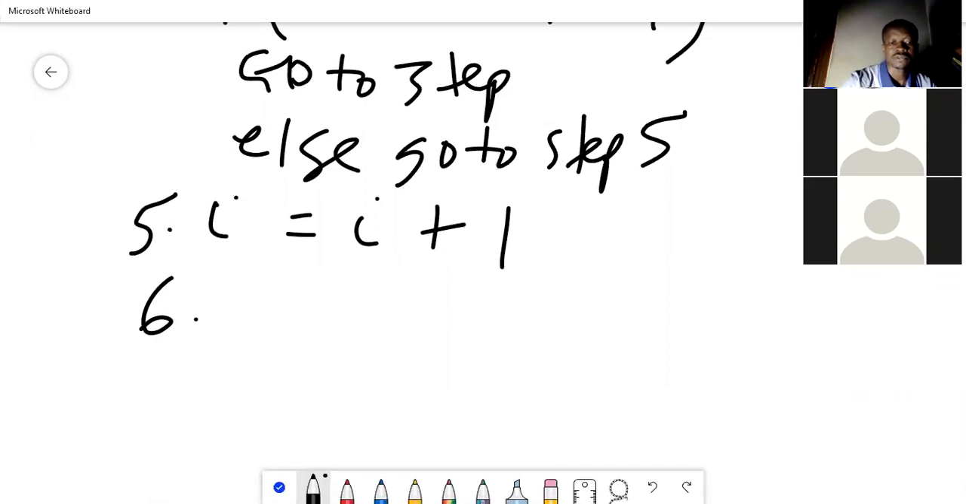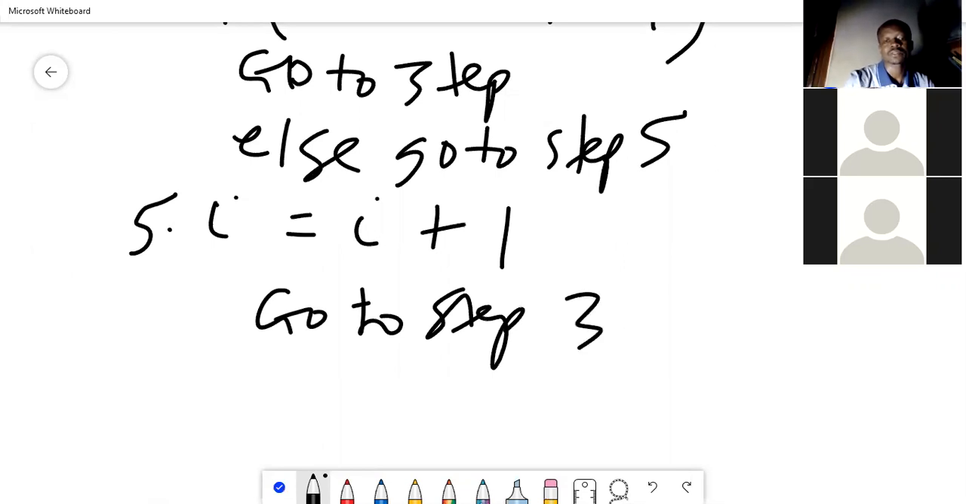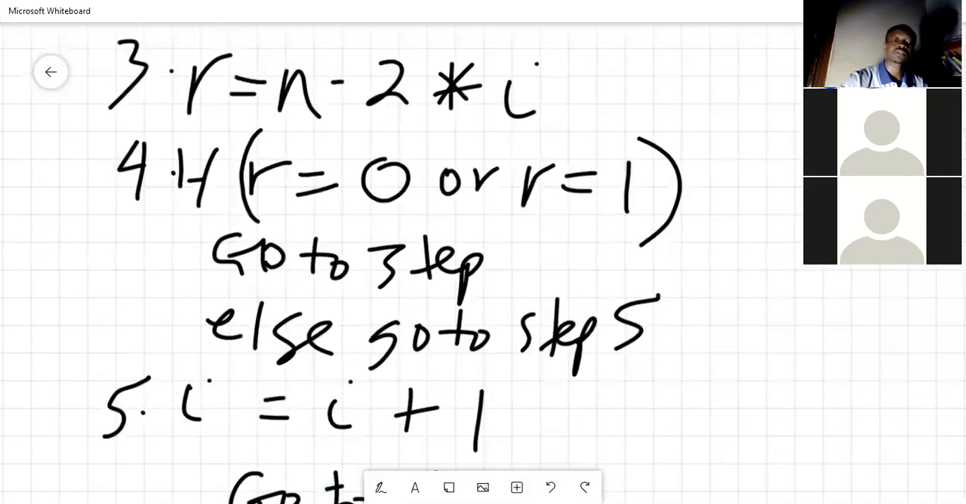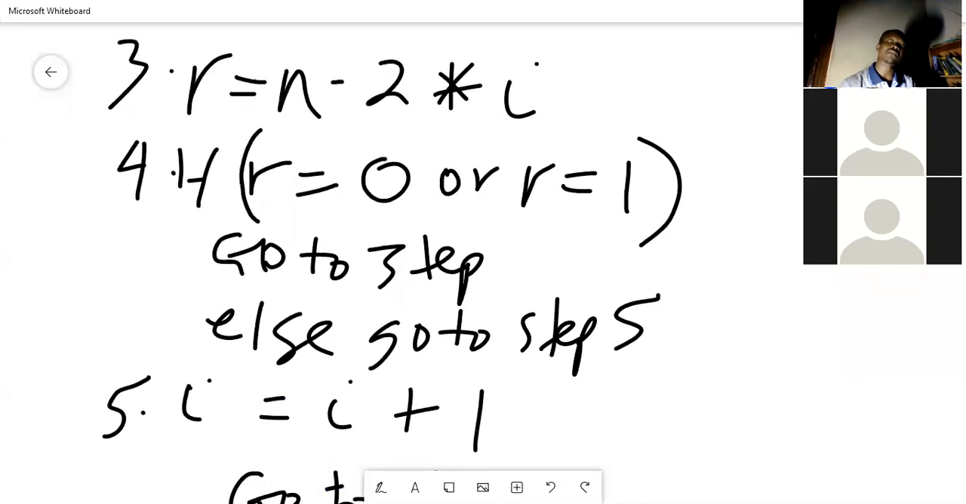Excuse me. I have a dry throat. Go to step 3. Anytime we increment I, go to step 3. So step 6, then step 3, what's going to happen? So in that case, we have a number like 5. So I equal to 0 will not work. N will be 5. 5 minus 0 is 5. I equal to 1. 5 minus 2 is 3. Okay. I equal to 3.